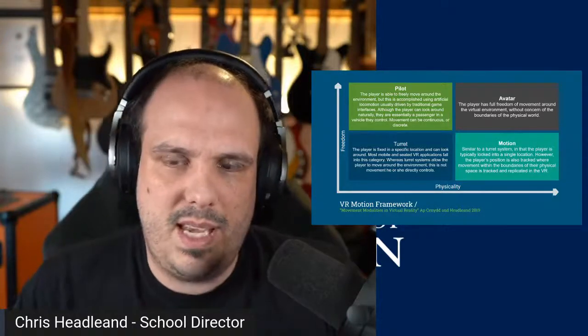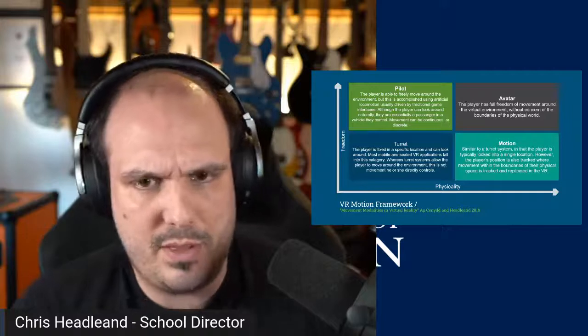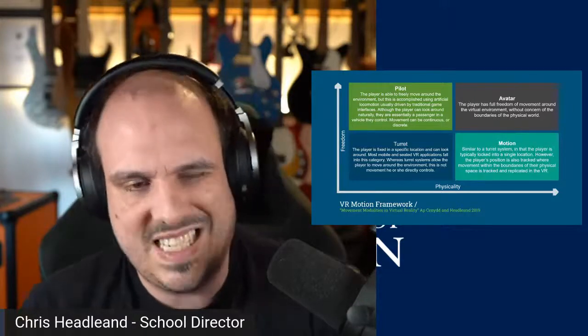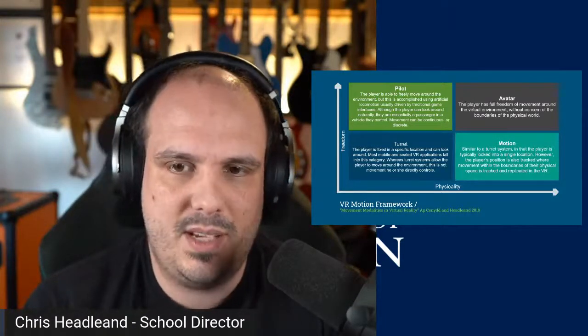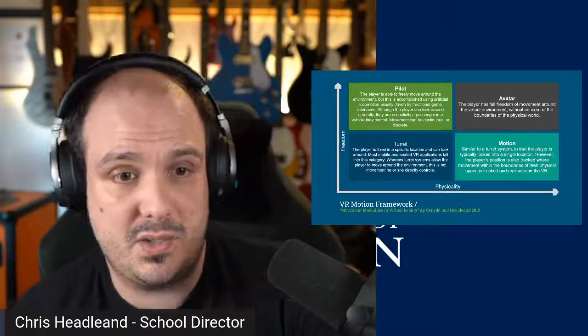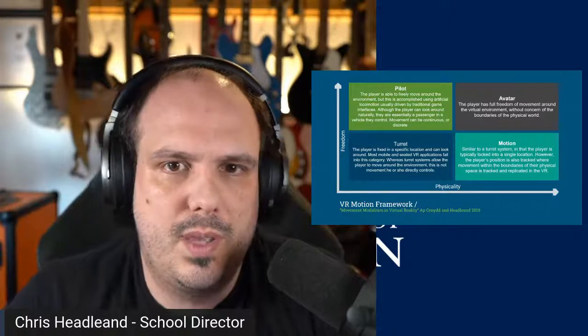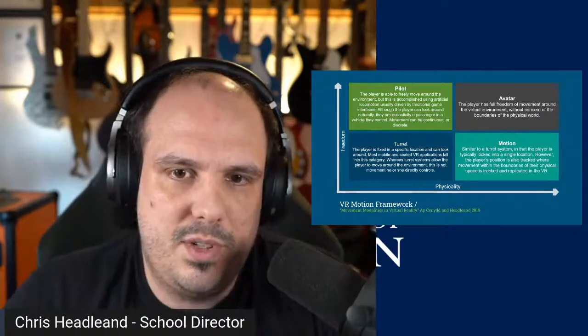So freedom is how much you can move around the virtual space, and physicality is about how much you can move around in the physical space, if that makes sense. How much you can actually move and walk. And we define 4 different types.